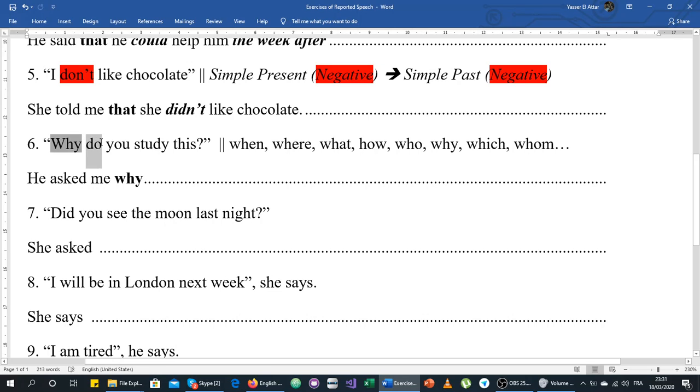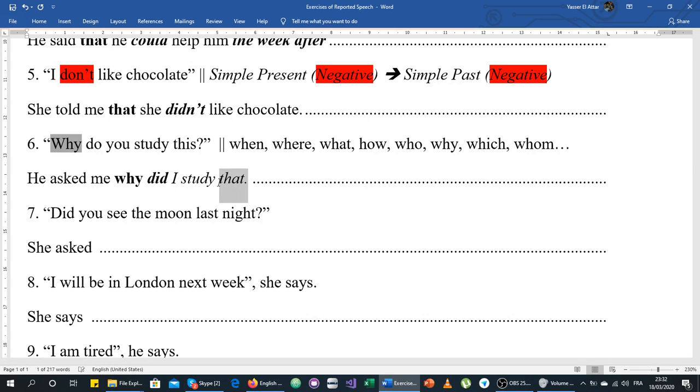Okay, so here we have the question, do you study? So do you study is in the simple present, but not in the negative or the affirmative, it's in the interrogative. And when we have the verb in the interrogative, in the simple past we add did. Here we have you. So who is he talking to? He is talking to me, so you changes to I. So he asked me why did I study, and this changes to that.